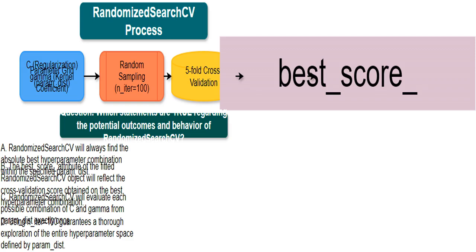This attribute of the fitted RandomizedSearchCV object stores the highest cross-validation score obtained during the random search. This score corresponds to the performance of the best hyperparameter combination found. It provides a good estimate of how well the best performing model is likely to generalize to unseen data.